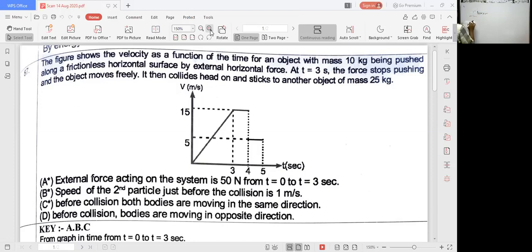Then up to t equal to 3 seconds, the external force is applied on the body. Due to that, the velocity of the body varies with the time, given according to the graph like this. Here, the velocity time graph is given. Velocity is given in meter per second and time is given in seconds. So here the velocity varies with time linearly at the initial stage, and after some time, it travels with constant velocity. It is 15 meter per second, of course.